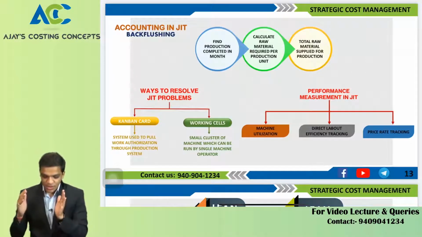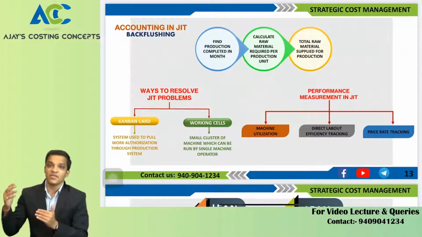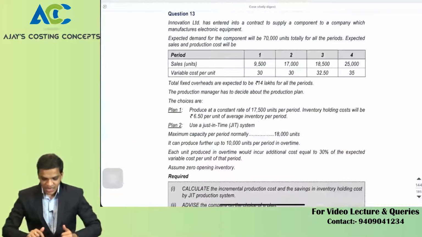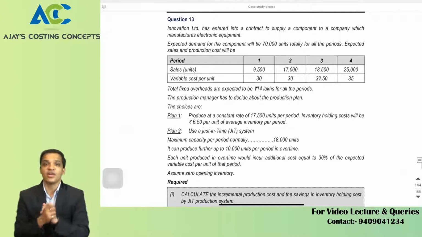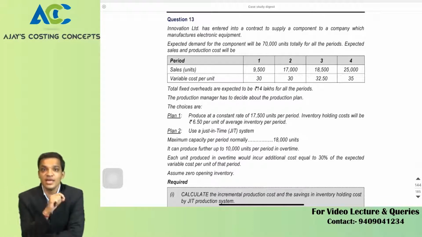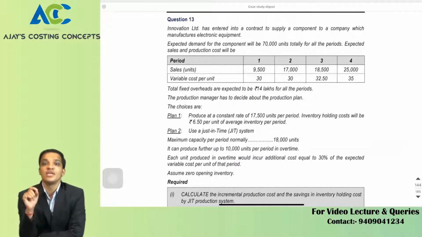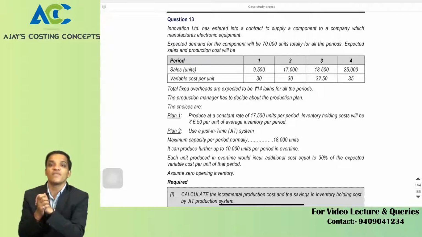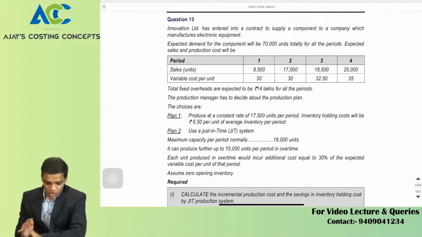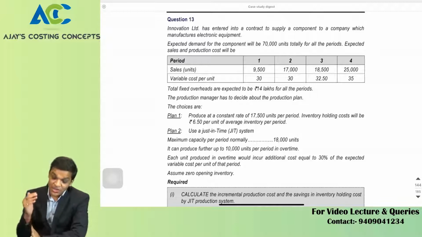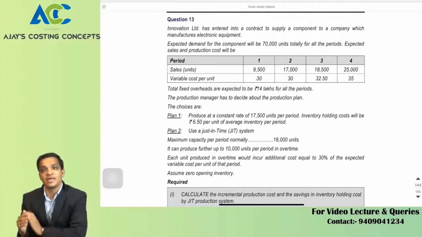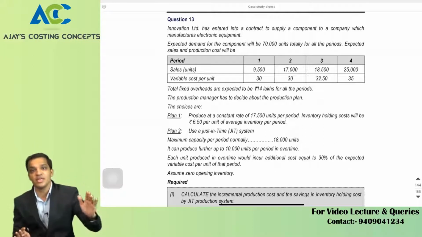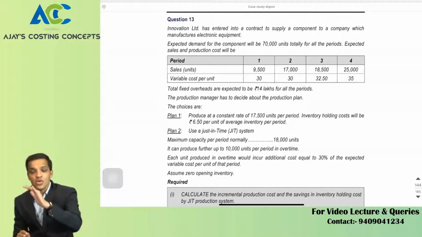So the moment I start with my case study scenarios, we start with question number 13 of the skill-based questions, which is on just in time. So how does this work? Let us read the question first, right? There are three questions on just in time in the material provided. We shall start with question number 13 and then proceed with the next questions.